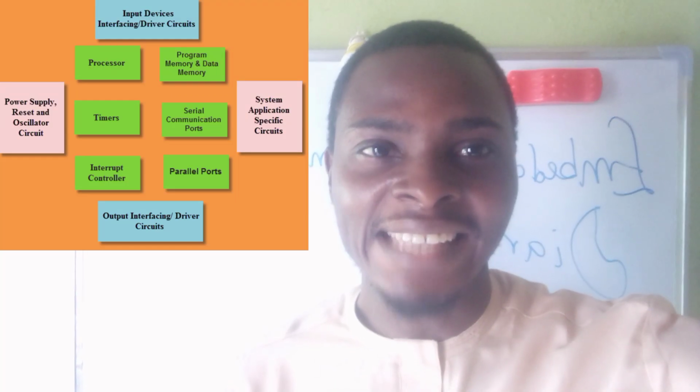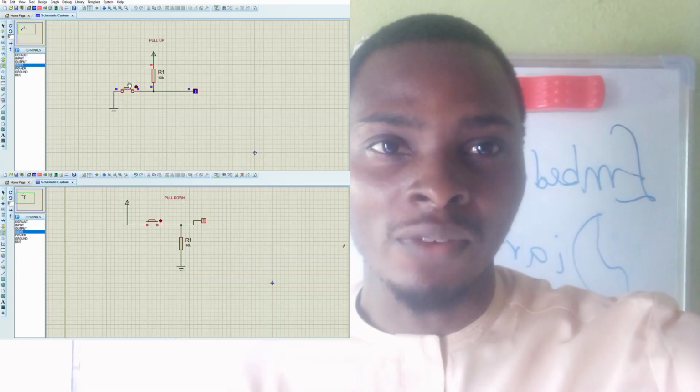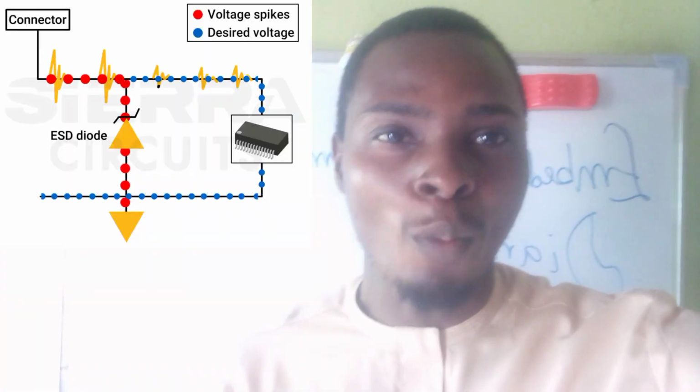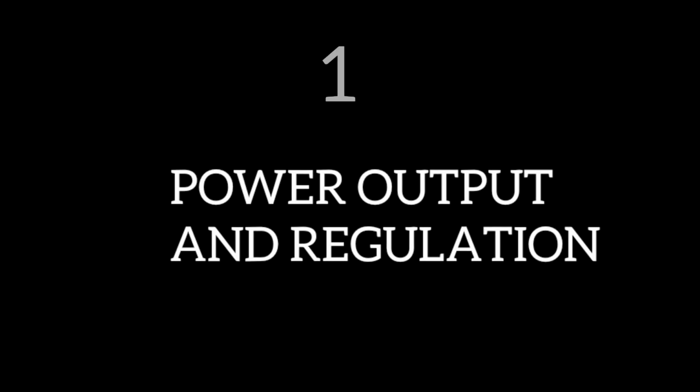Hello embedded system lovers, these are the 16 essential circuits you will find in almost any embedded system product you can think of. And if you master these 16 circuits, there is almost no embedded system product you cannot design. Now check them out. The first block is the power section.